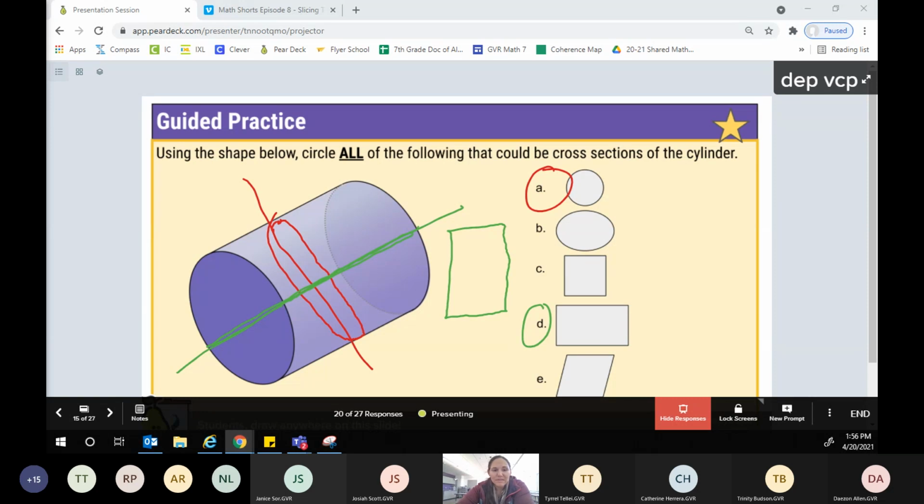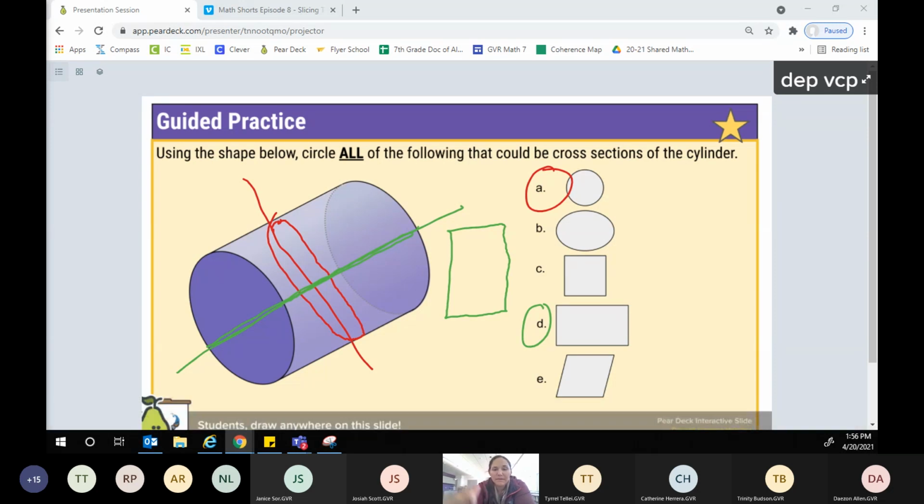Okay. The last one, and I would actually like to hear one of y'all explain this. The last one that's correct is choice B. So how could we get B? This is an oval. This 2D shape. How could we get an oval? If we did something to this cylinder, Trinity, how could we get that shape?